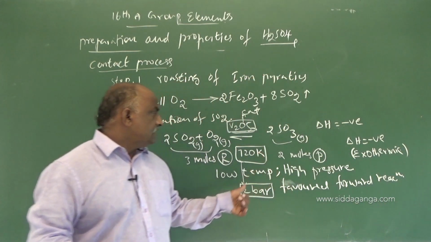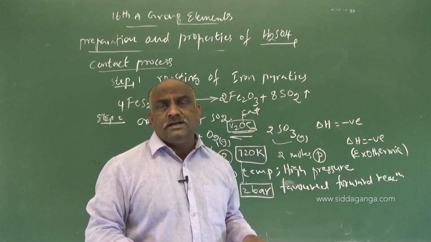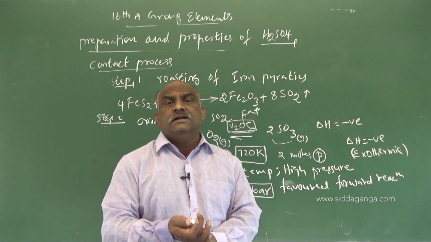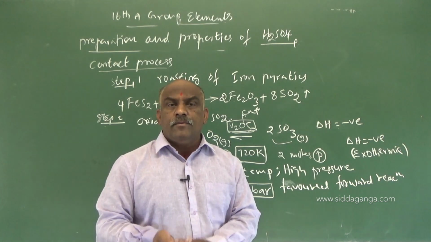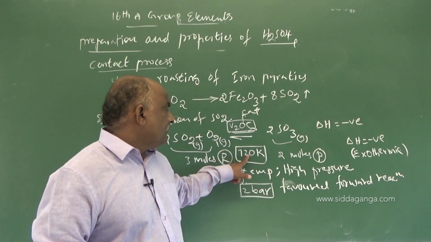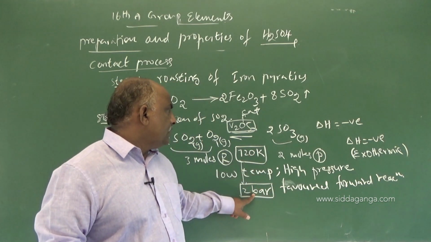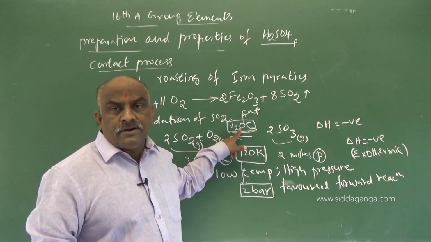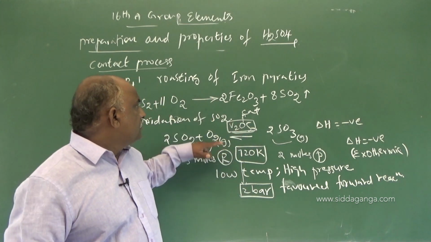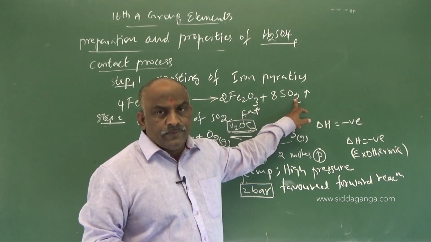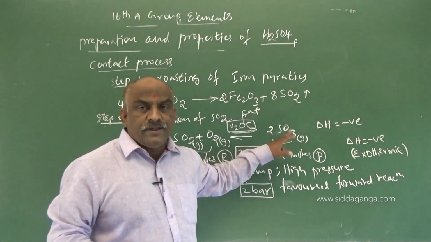So what is a low temperature? Again, you should say that a low temperature reaction occurs very slowly, so we require an optimum temperature. What is the optimum temperature? 720 Kelvin, with 2 bar pressure and the catalyst vanadium pentoxide. So that is step 2. Step 1 is formation of SO2. Step 2 is formation of SO3.